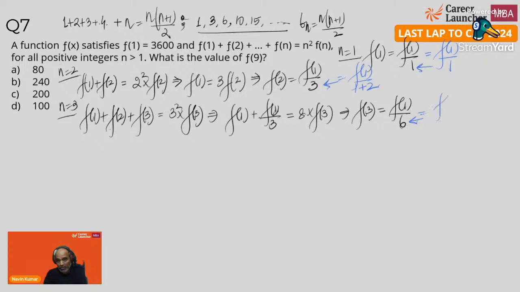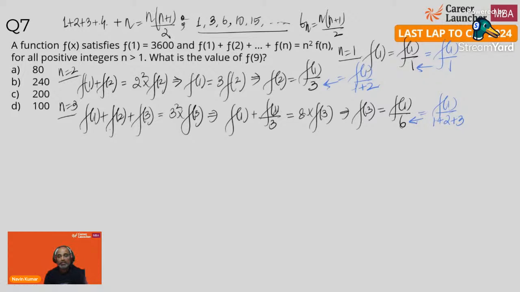f of 3 would mean f of 1 plus 1 plus 2 plus 3. The sooner you figure out the pattern, the easier it gets. And you have to be confident when you look at a pattern. If a pattern is generated and you can see it, you have to be confident. If you're going to second guess, it's going to cost you time.